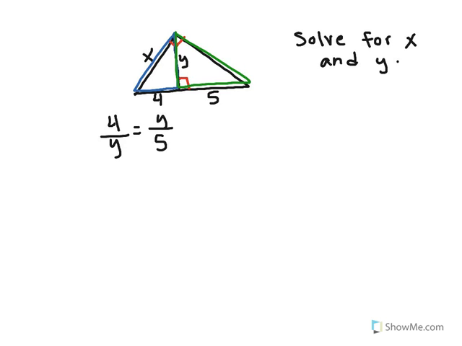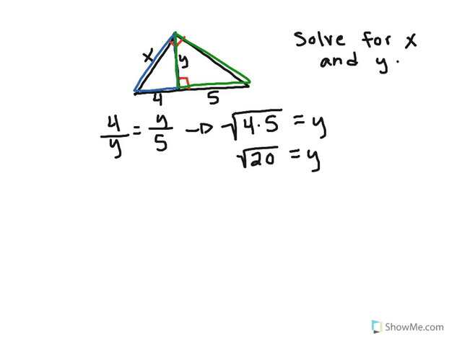In order to solve for y, I can very quickly skip to that shortcut and say that y is going to be equal to the square root of the product of 4 and 5. So the square root of 4 times 5 is going to be the square root of 20. And we can simplify this radical very easily.